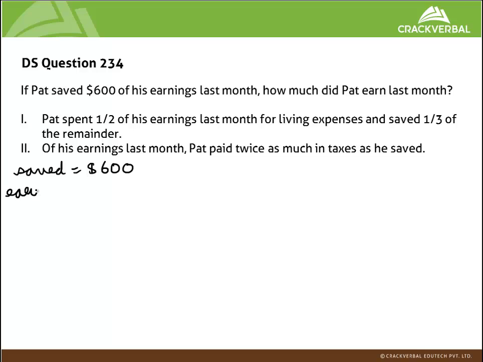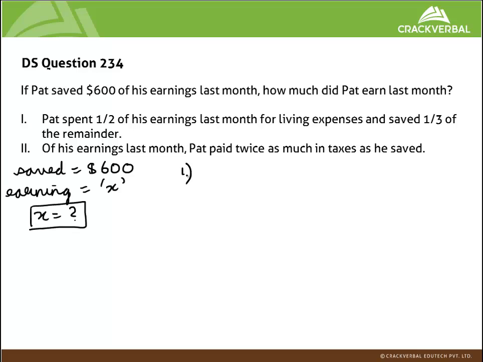So let us keep the earnings of Pat to be X. The question asks us to find out how much did Pat earn last month. So I need to find out the value for X. So this is a value data sufficiency. We need one unique value for X.